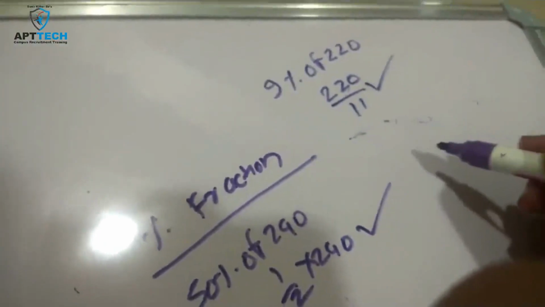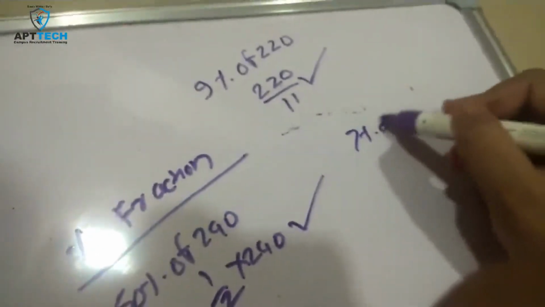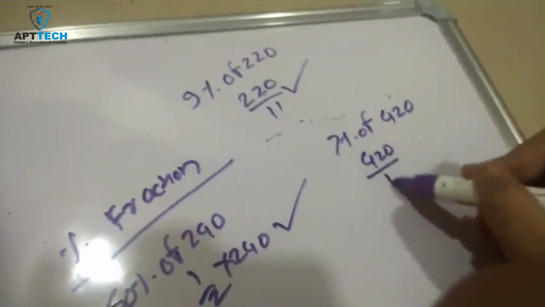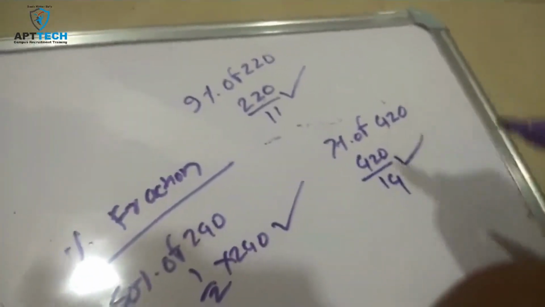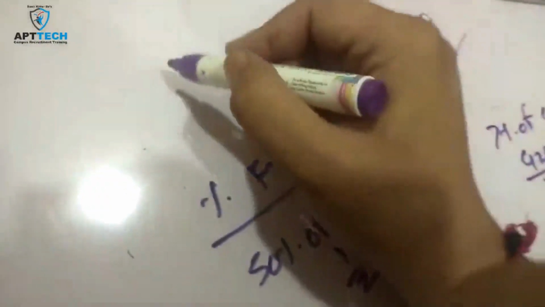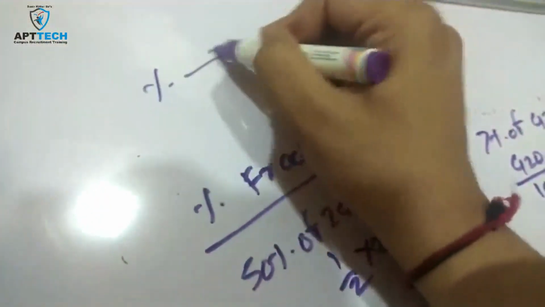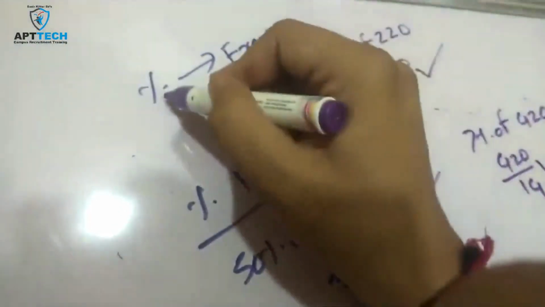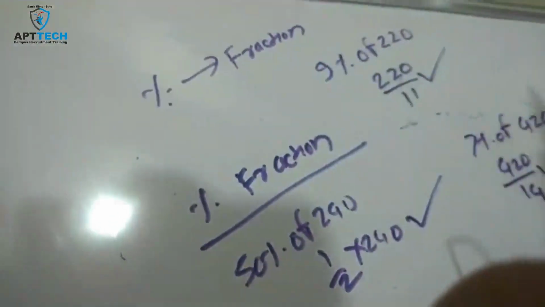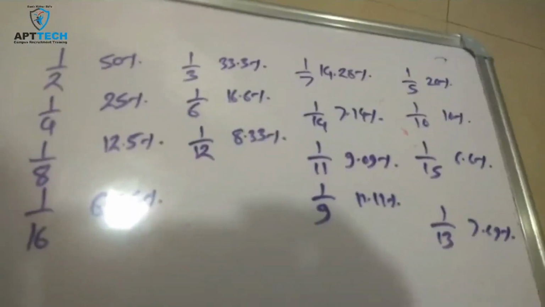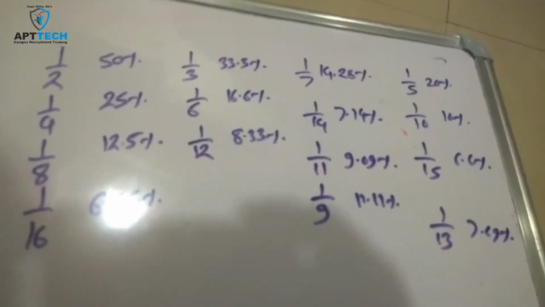This is easy. What is easy guys? 7% of 420 is easy or 420 by 14 is easy? This is easy. So what we are going to do in today's video, we are going to see how percentage can be converted into simple fraction. Okay, how percentage can be converted into simple fraction, that is what we are going to learn today. So this is how this video will help you.